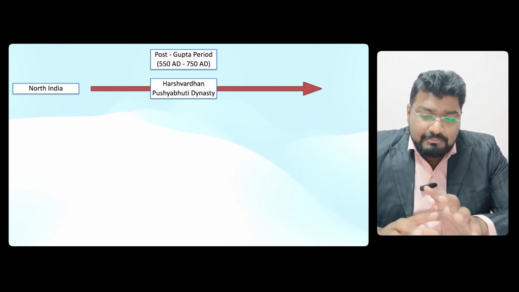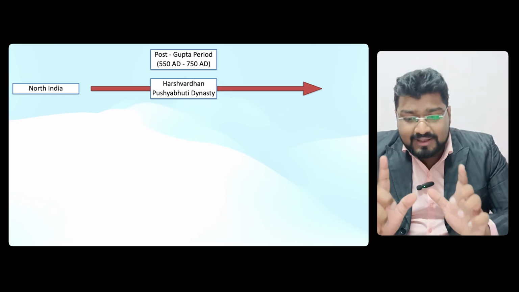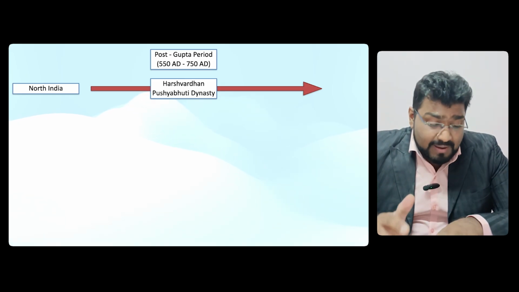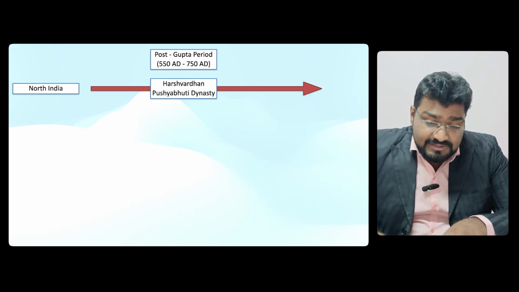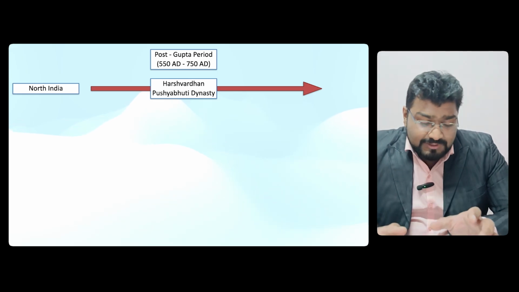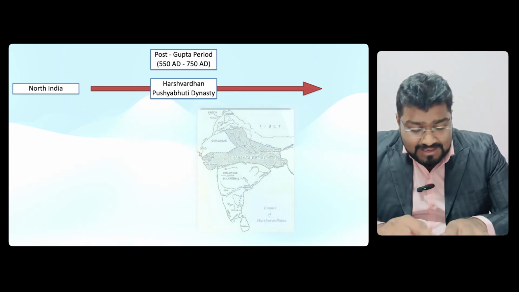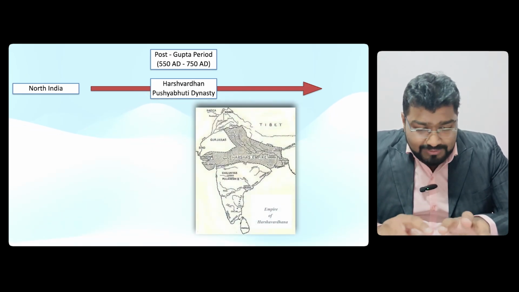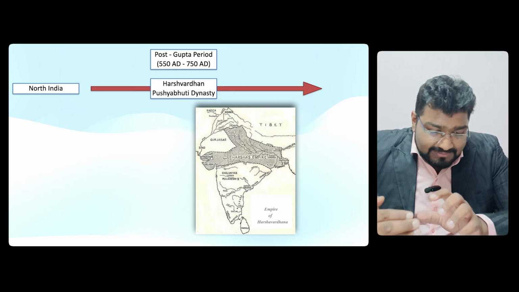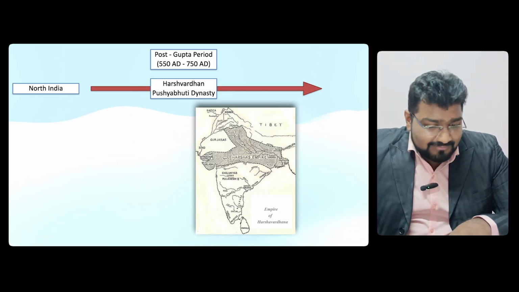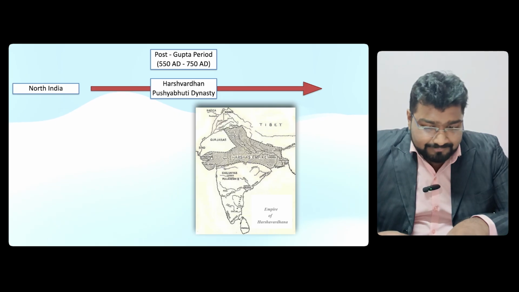Harsha will be uniting much of North India once again. He will be ruling from Kanauj. He's a poet king, he's a patron, and he will provide a bridge between the Vedic past and the medieval future. So you can see his empire. Now you can see that in the Deccan part there are the Chalukyas under Pulkeshin II. We'll come to that topic again.